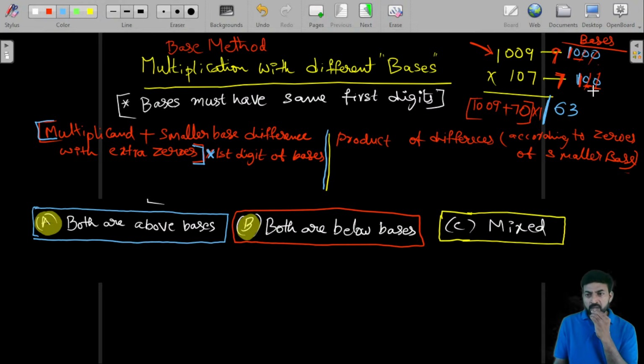Here we have two zeros, so we have to write two-digit format. 9 sevens are 63, we already got two-digit format, so we need not add any zeros here. So what is the answer? 1009 plus 70, into 1, means the same answer: 1079, and this 63. This is the answer. You can check your answer using digital root.